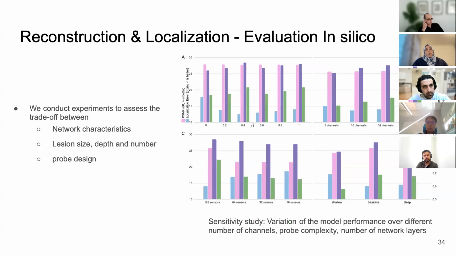We conduct experiments to assess network trade-offs in terms of network characteristics, where we considered deeper versus shallower networks in terms of layers, different numbers of channels, as well as sensitivity to the localization versus reconstruction task. We also experiment with different probe designs, where, given that we have only two sources, we reduce the number of detectors in the probe. We aim to see the network performance as we have more sparse input, with only a few samples collecting the measurement.